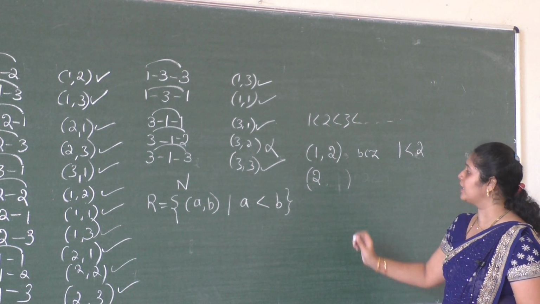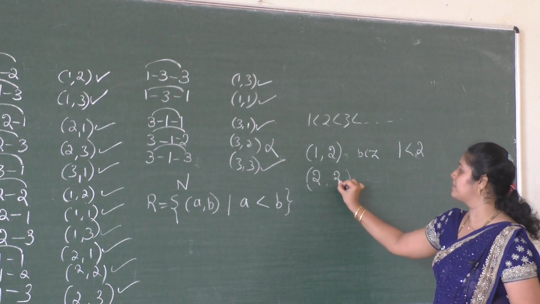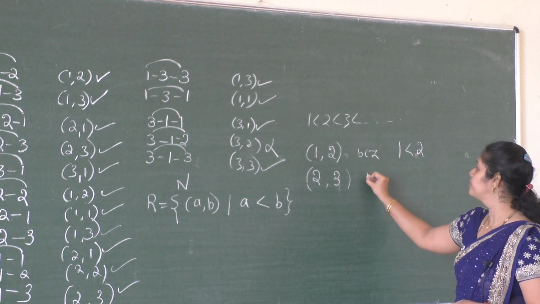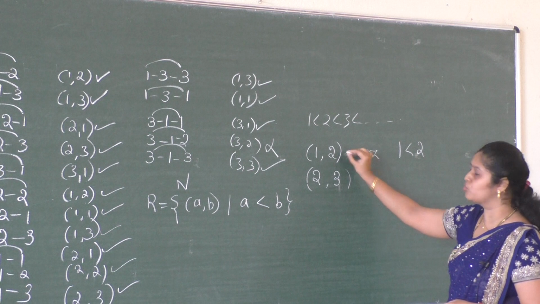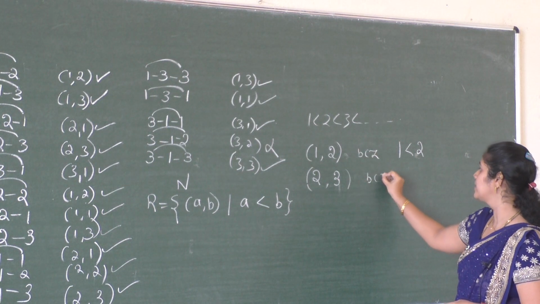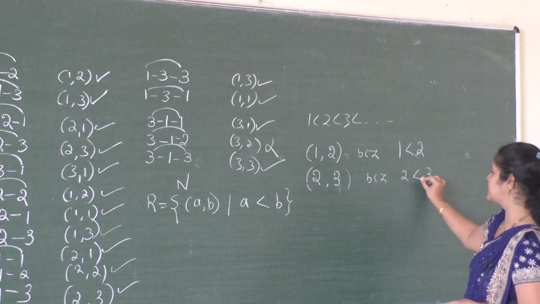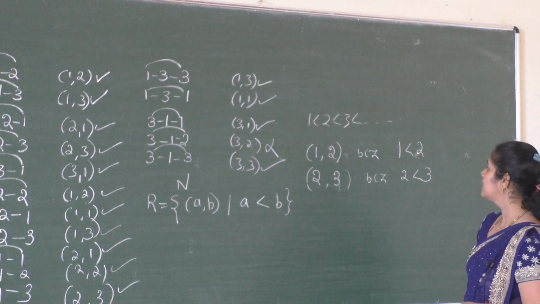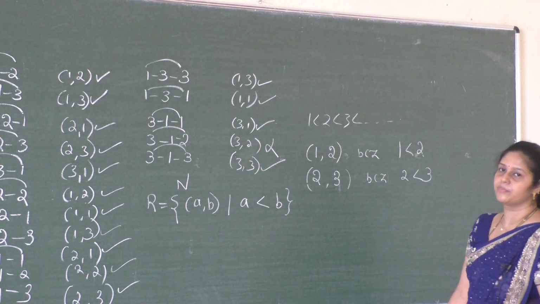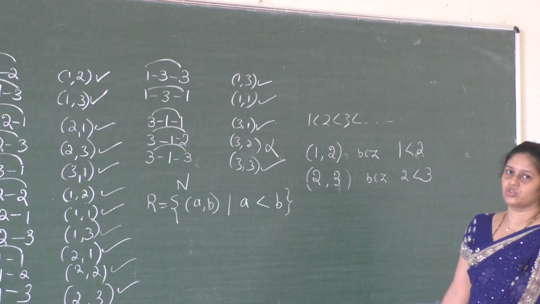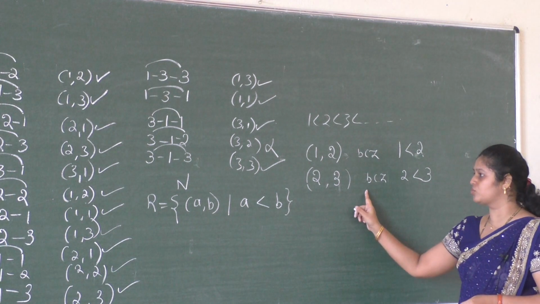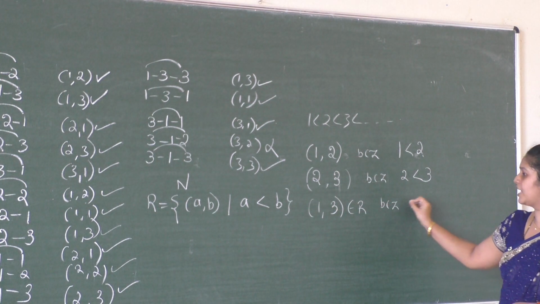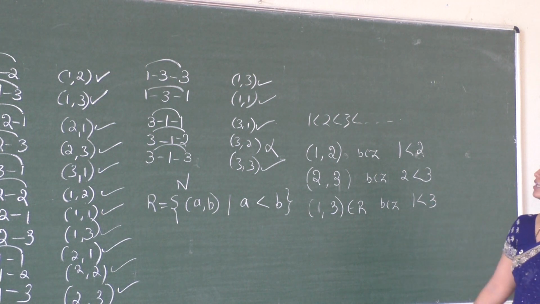That means I have to take a number which is greater than 2. For example, I will take 3. So the ordered pair (2,3). Now the ordered pair (2,3) belongs to R. These two ordered pairs belong to R because 2 is less than 3. So (1,2) belongs to R, (2,3) belongs to R because 1 less than 2, 2 less than 3. Now does it conclude that (1,3) belongs to R? Yes, (1,3) belongs to R, because you can see that 1 less than 3.